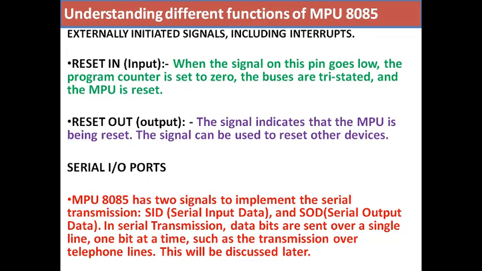There are two pins used to serially transfer data into the system and serially transfer data out of the system. Those are called serial input data and serial output data, designated as SID and SOD. We will discuss serial input data and serial output data when we take up the lecture on interrupts.